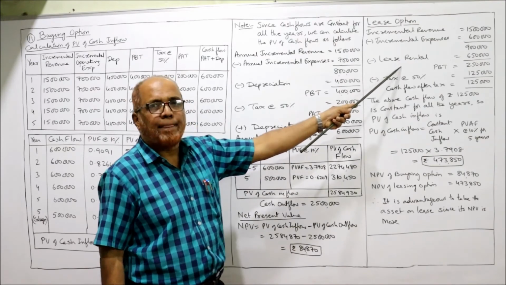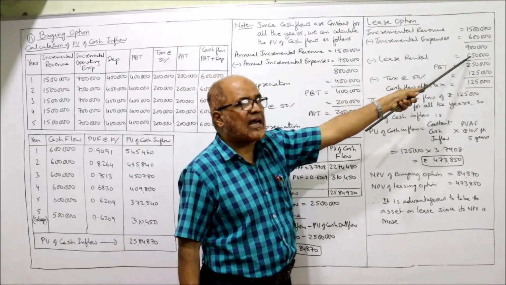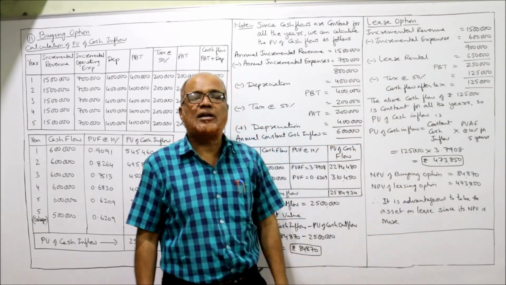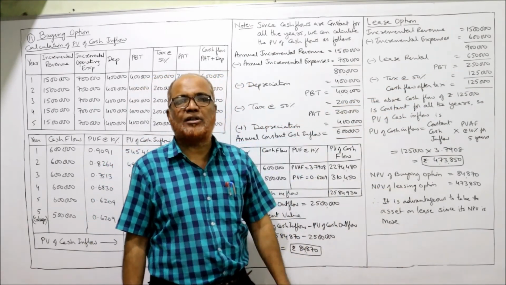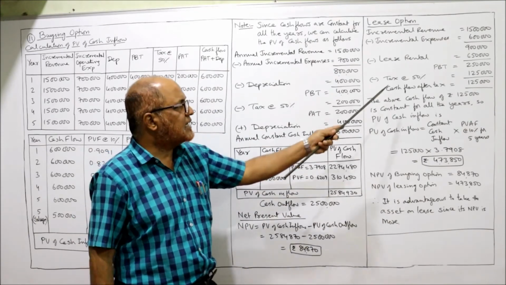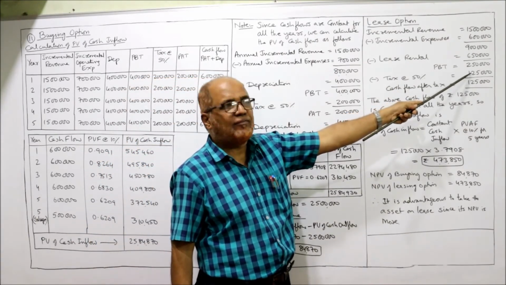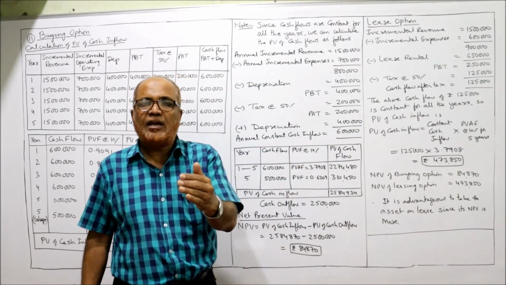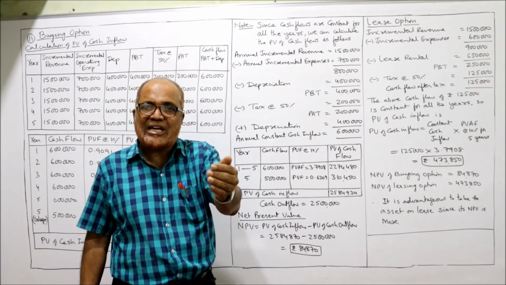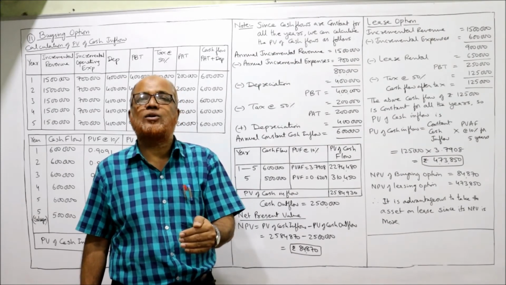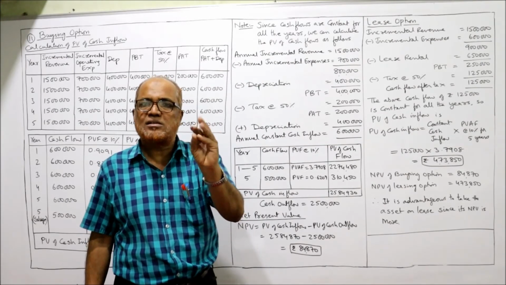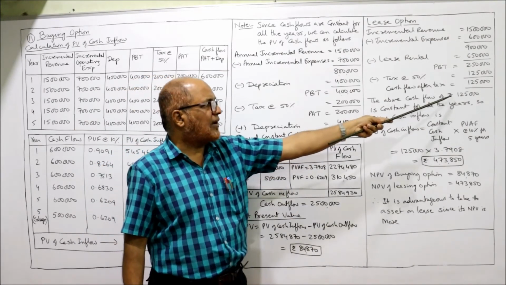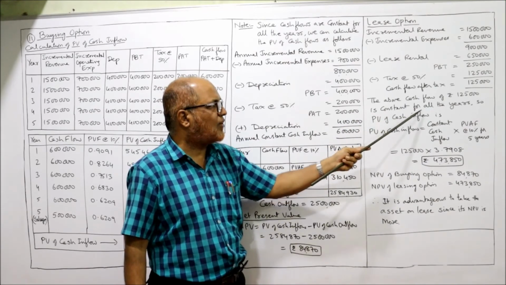So lease rental. Every year lease rental is payable 6,50,000, given in the problem. So 9 lakh rupees minus 6,50,000 gives PBT. Profit before tax is 2,50,000. Less income tax 50%, we have to pay 1,25,000. So cash flow after tax is 1,25,000. So every year we are going to get a cash inflow of rupees 1,25,000, for 5 years. The cash inflow of 1,25,000 is constant for all the years.